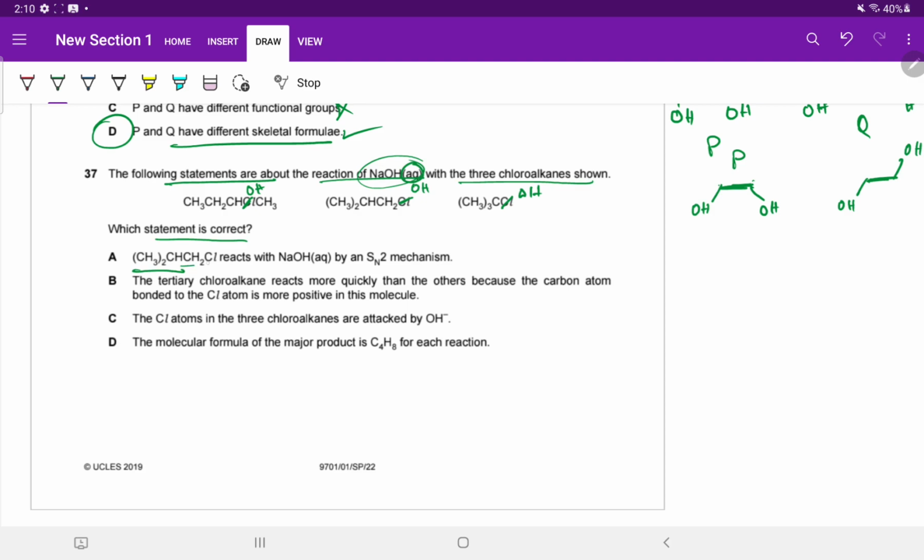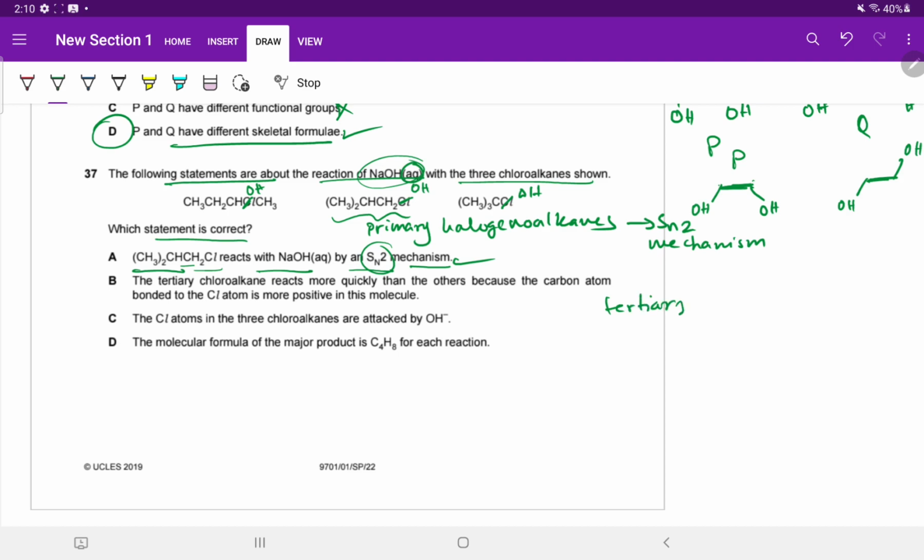(CH3)2CH2Cl, which is basically this one, with NaOH will react by SN2 mechanism. Yes, this is correct, because we know primary halogenoalkanes react by SN2 mechanism, whereas only tertiary halogenoalkanes react by SN1 mechanism. Secondary can react by both mechanisms, tertiary by SN1, primary by SN2. Since this is a primary halogenoalkane, it reacts by SN2 mechanism.